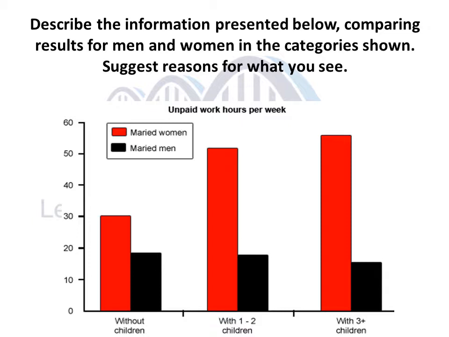So what we need to do here is, number one, paraphrasing. We need to change the question. So let's see the question here. The question says, describe the information presented below, comparing the results for men and women in the categories shown. Suggest reasons for what you see. Rephrase it. So your first paragraph is going to be, the chart describes the unpaid work hours for married males and females with the different number of children. That's it. That is your first paragraph.